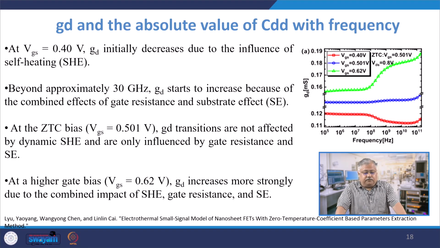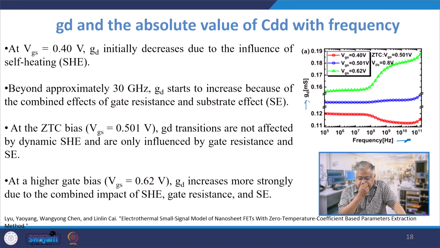This is the variation of conductance, the absolute value of CDD, with frequency. On the x-axis you have frequency on the log scale, on the y-axis you have GD, for various values of VGS: 0.4, 0.5 and 0.6 approximately. We are using a VDS of 0.8 volt, which means we are in the saturation region, and a gate voltage of 0.5 volts. Why 0.5? Because if you remember, our previous discussion was that the cost function is the best at 0.5 volts, and that's the reason we have kept the VGS value at approximately 0.5 volts.